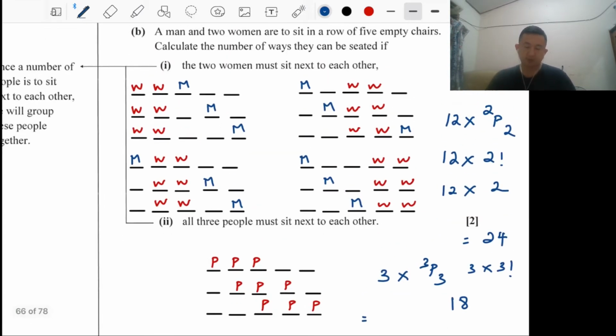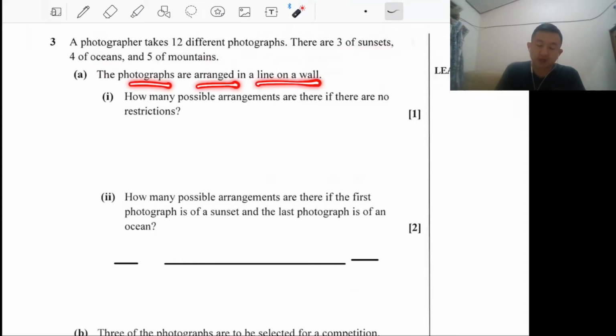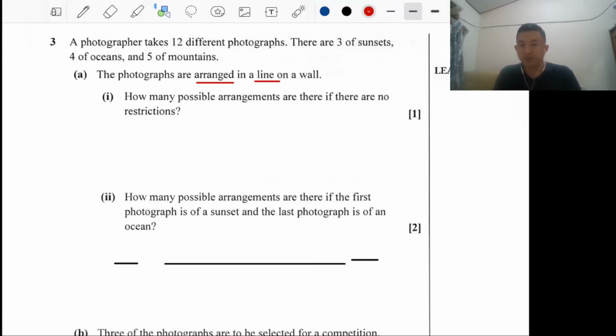Alright, then we move on. A photographer takes 12 different photographs. There are 3 sunsets, 4 oceans, and 5 mountains. The photographs are arranged in a line on a wall. Whenever you see the keyword arrange or in a line, then it is nPr, permutations. Order matters, so you're going to use P. Same thing with digits: when you have to arrange something into a digit number, it has to be nPr. But selecting members into a committee, that is nCr, because arrangement doesn't matter. So this one is nPr.